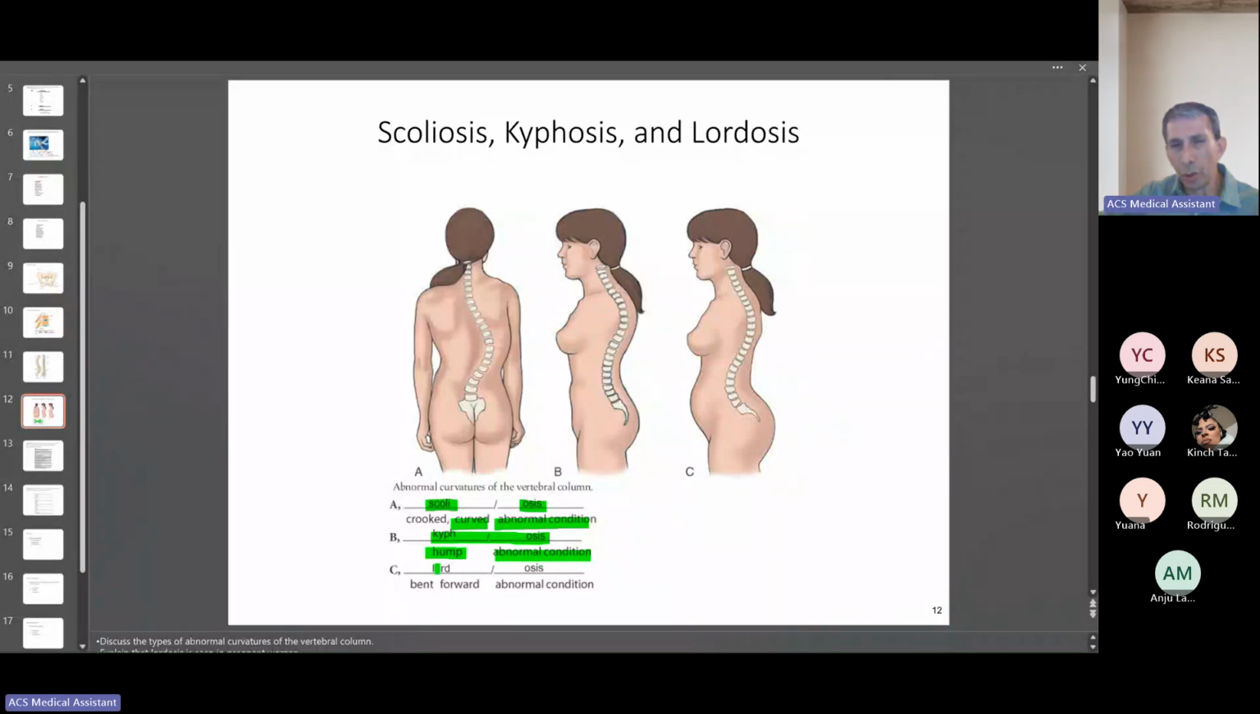And here we have lordosis. It says right here, bend forward. Now it's an abnormality, but what is it that bends forward? The spine in the lumbar area. This is outside, so outward, inward. This is like an abnormality in the shape of the letter S.